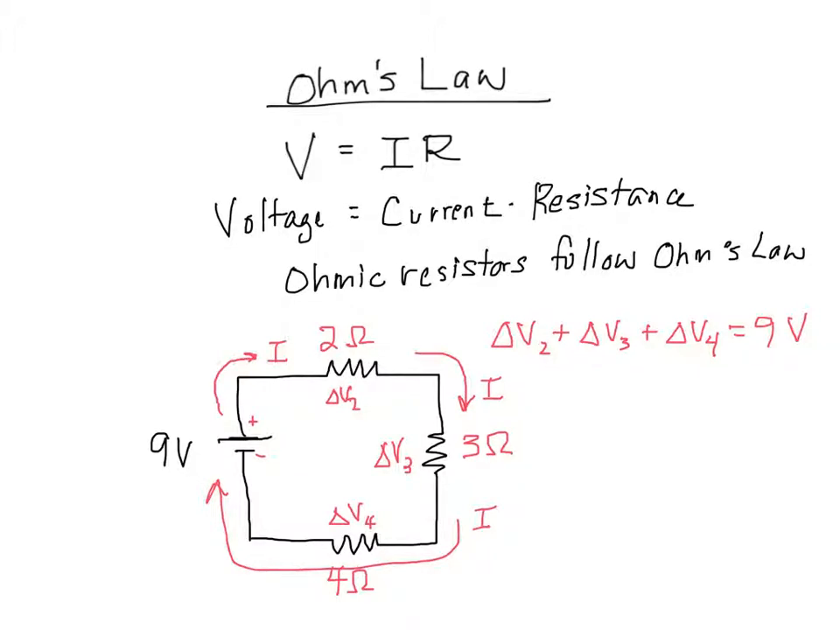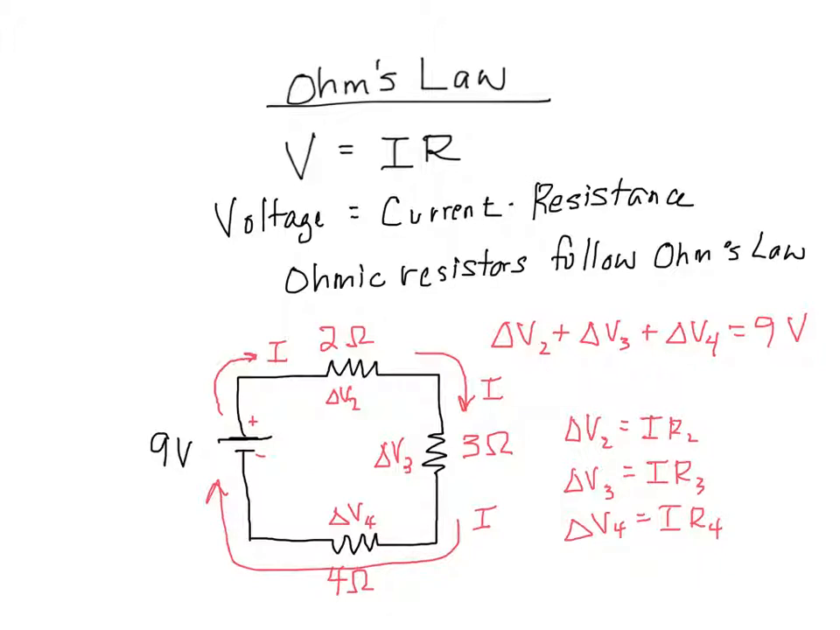So we're going to use Ohm's law to actually calculate how much current is passing through our circuit here. And here's how we're going to do it. We're going to apply Ohm's law to each one of those little resistors. So delta V2, for instance, is equal to the current I passing through R2. Delta V3 is equal to the current passing through resistor 3, or the 3 ohm resistor. And delta V4 is equal to the current passing through the 4 ohm resistor.